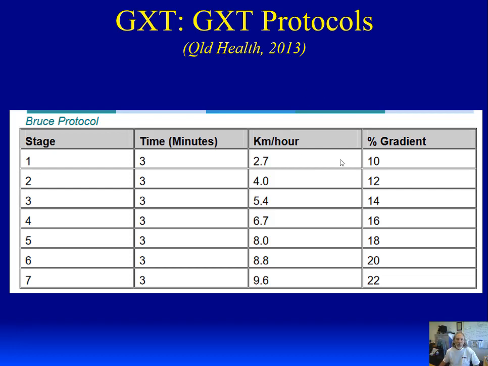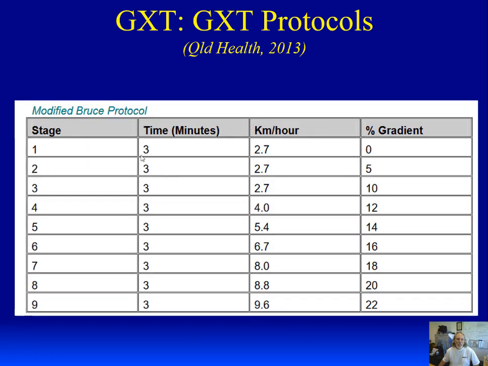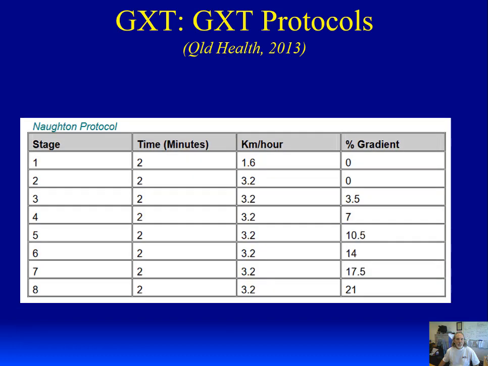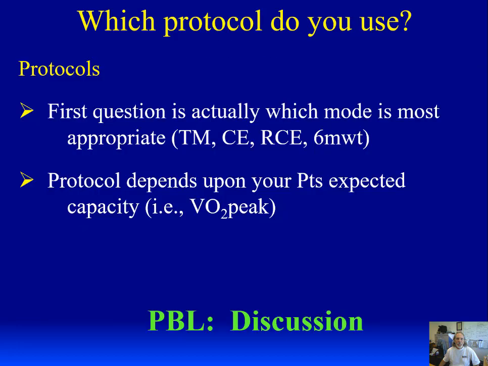So this is the Bruce protocol. It starts at 10%. Speed and grade go up every 3 minutes. Modified Bruce, still 3-minute stages, but notice the gradient for the first couple stages, and the speed is much slower. And then you get the Naughton, which is even much lower, and only 2-minute stages each. So which protocol do you use? We'll talk about that more when we have our PBL in week 1.